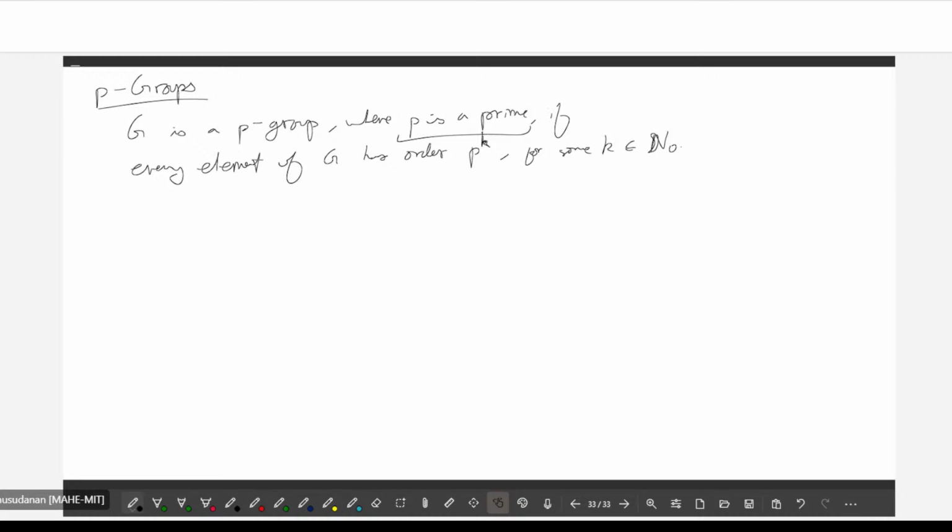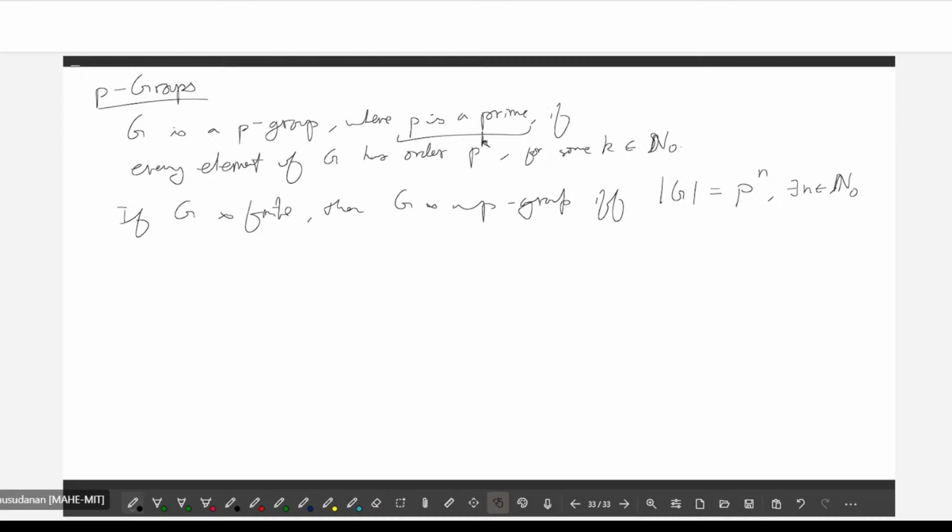In the finite case, this is equivalent to saying G is a P group if and only if the order of G is P power n for some n. The trivial group is also a P group. That is the finite case. Infinite case, of course, that doesn't make any sense.